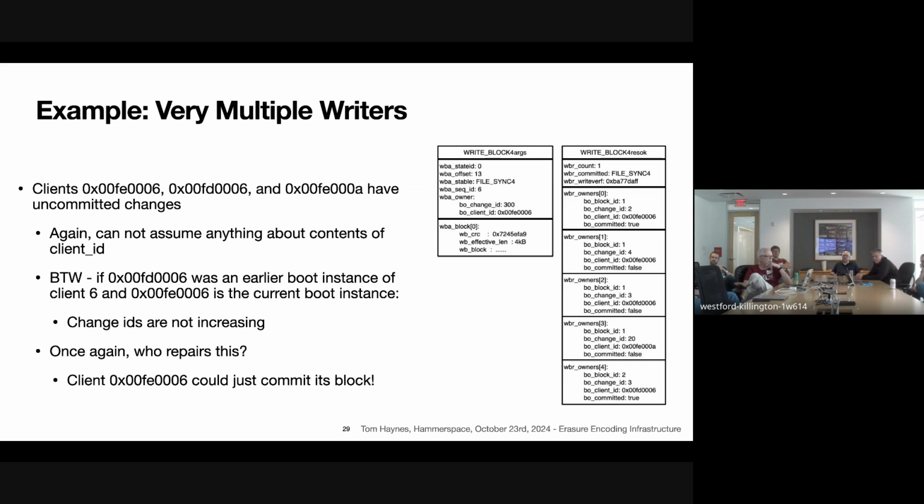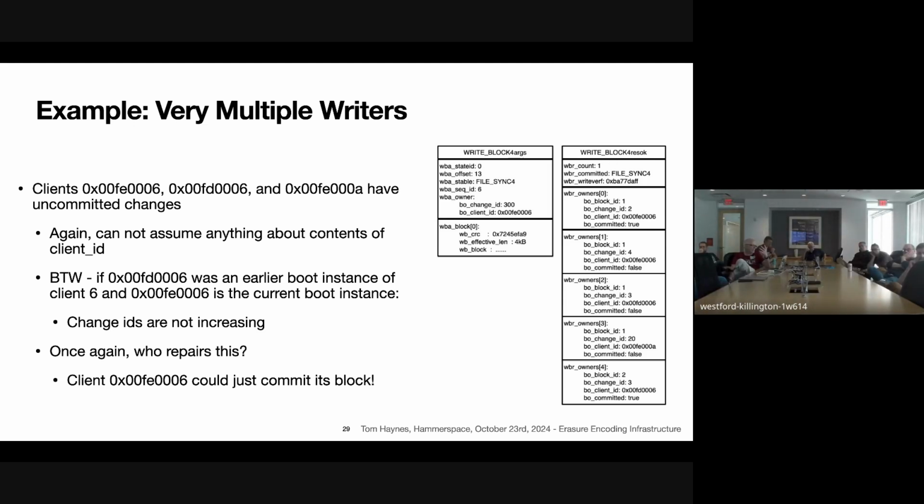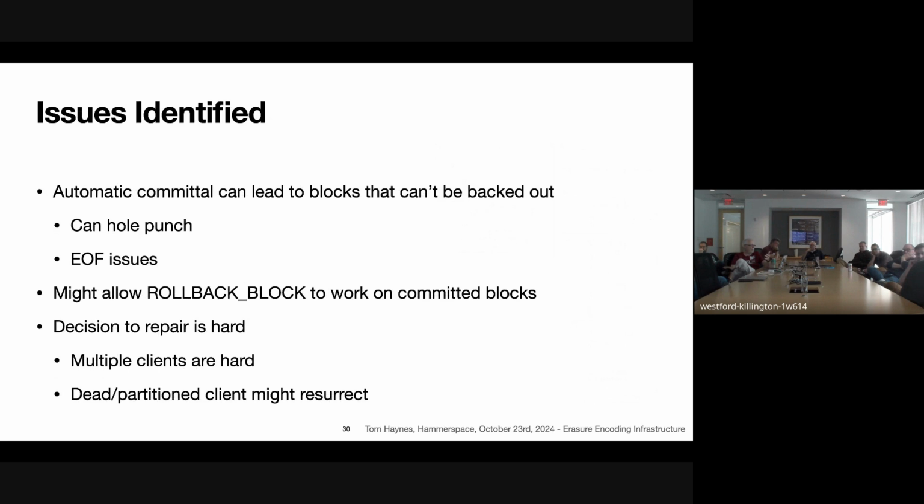Very multiple writers. Right. So we have like client ID, basically 6, 10. And by the way, 6 has rebooted at some point because the upper 32 bits, if we're assuming in Linux or Hammerspace, has changed. Again, I'm just trying to drive home, you can't do anything with the client ID for anything. So you got a new short form client ID. Yeah. And you need to. Yeah. So we have to repair it.